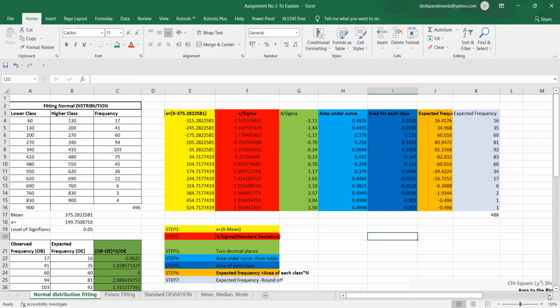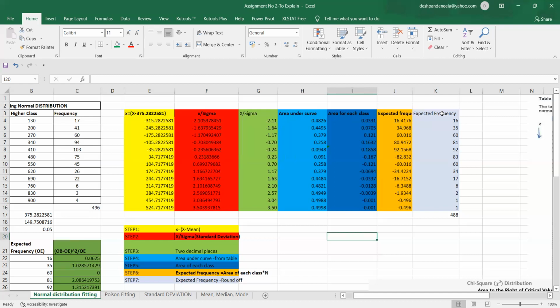Now, once that is done, again this expected frequency is the same thing. This column J has the same values as column I. Only here I have converted it into a whole number, because frequency has to be a whole number. It cannot be something like decimals. So you will have to make it into a whole number. Okay, so that's what I did over here. You can write this down. Okay. Fine.